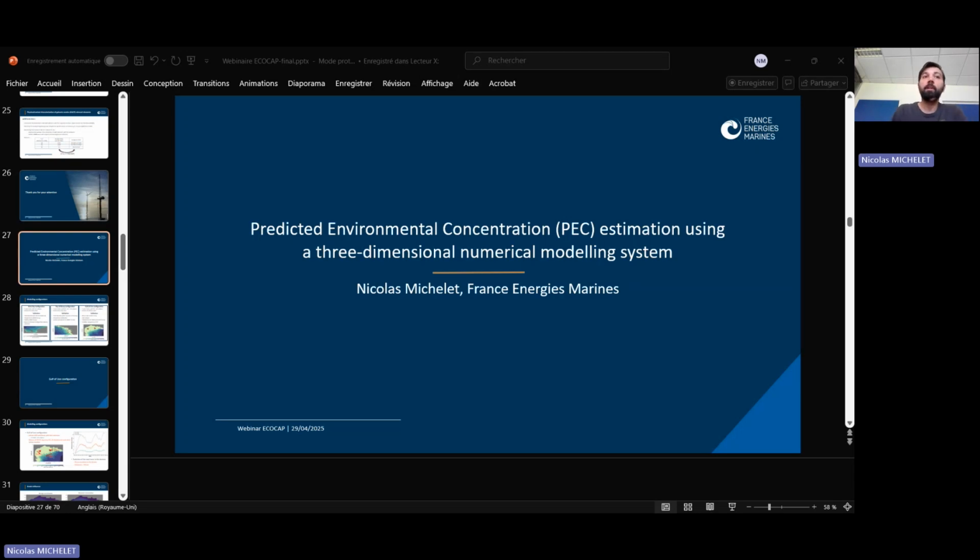We've done this modeling over three different domains. The first one is the Seine Bay, into which the Courseulles-sur-Mer wind farm was considered. The second one is the northern part.